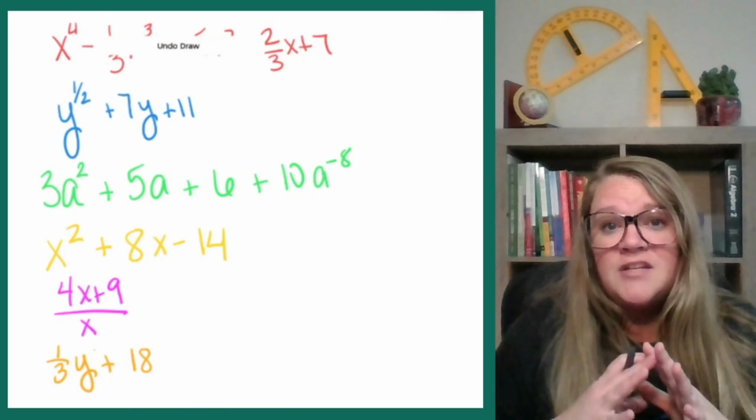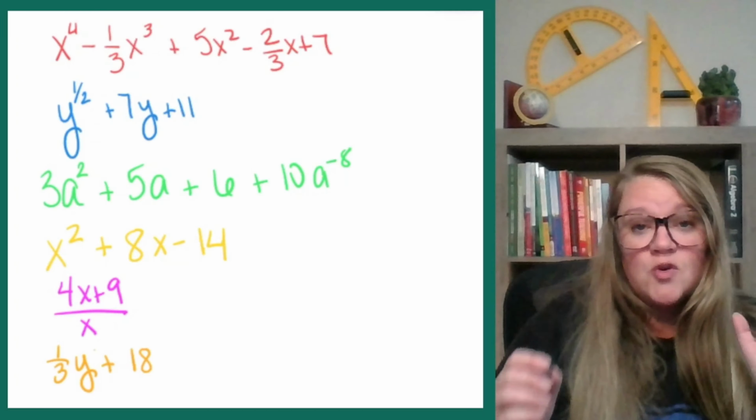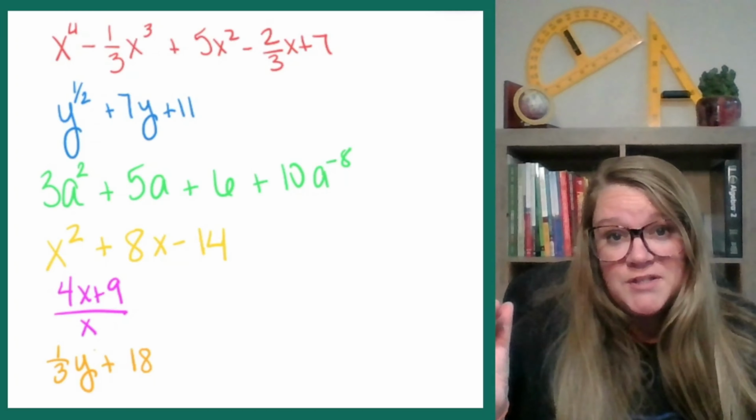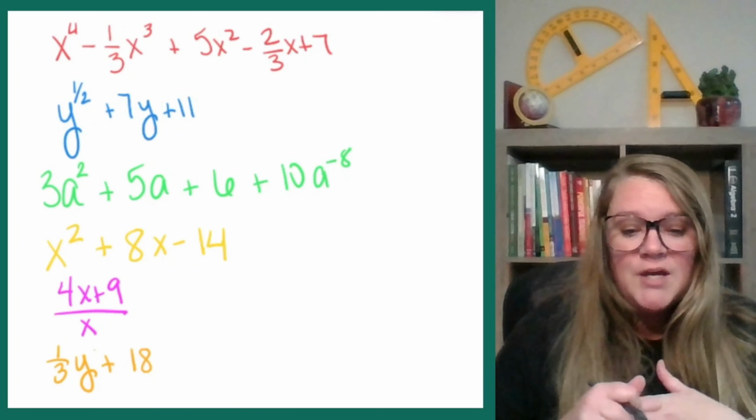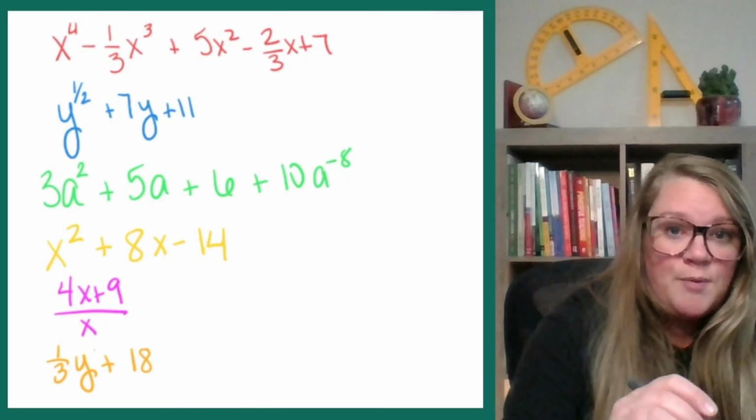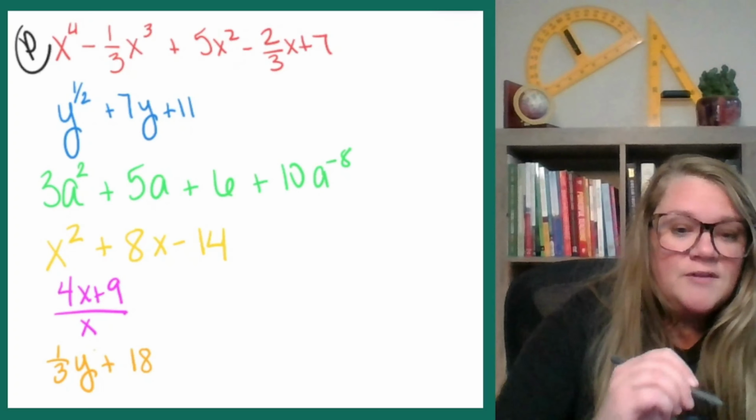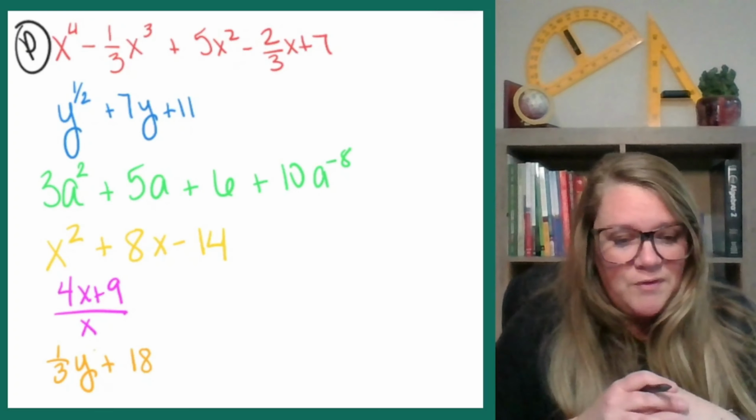I also don't see any division by a variable in this. So that one meets all of our criteria. It's adding a bunch of terms and it doesn't have any of those bad things in it. So that means that this one is a polynomial. I'm going to put a P in front of it. That is a polynomial.